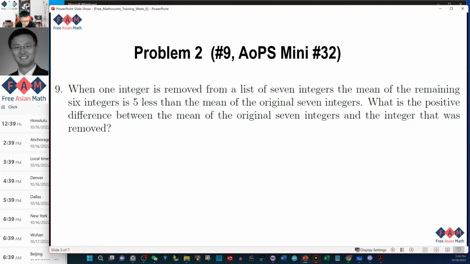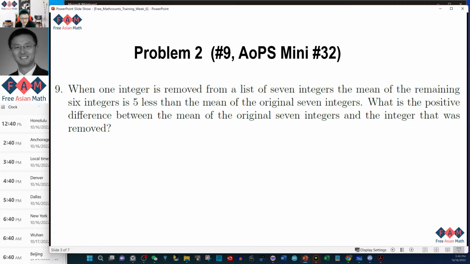Okay, so first statement: when one integer is removed from a list of 7 integers, the mean of the remaining 6 integers is 5 less than the mean of the original 7 integers. That's a lot of words. But if you read it carefully, it's not that difficult. Okay, so you have 7 integers. You have a mean of those 7 integers, right? So you can compute that.